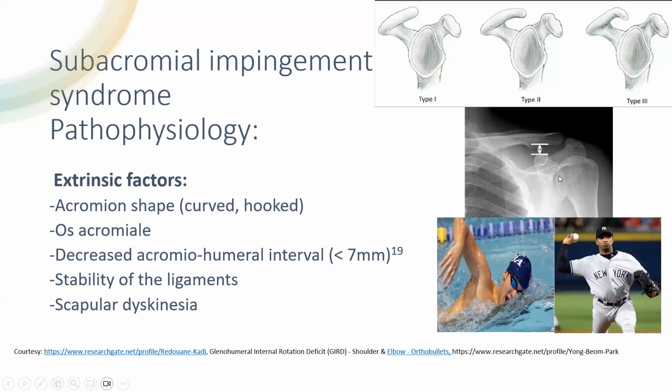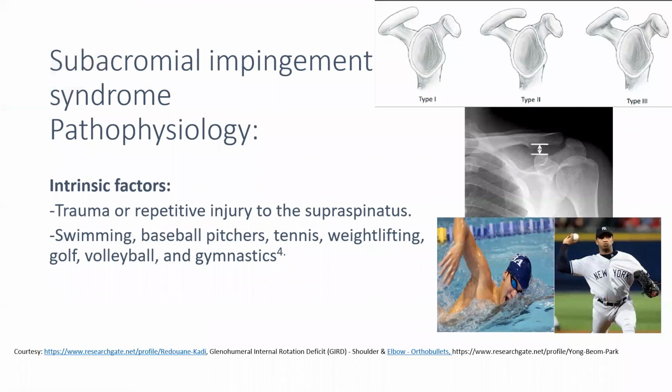Sprain of the ligaments in the proximity of the subacromial bursa, including the acromioclavicular and coracoclavicular ligaments, and scapular dyskinesia have also been noted in these patients. Intrinsic contributory factors include supraspinatus injury as a result of direct trauma, indirect trauma, or repetitive overuse injury, as seen in athletes who are swimmers, pitchers, tennis players, to name a few.